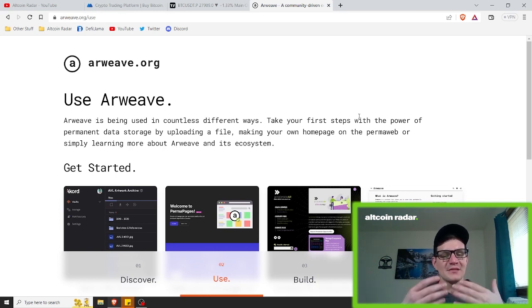So now that we've got the technical stuff out of the way, let's talk about some token utility. Basically, once you buy AR tokens, you can use them to pay for storing and retrieving data on Arweave, as well as interact with applications on the Permaweb.